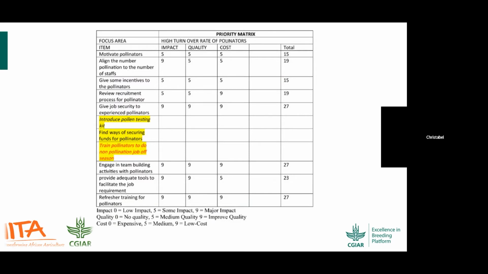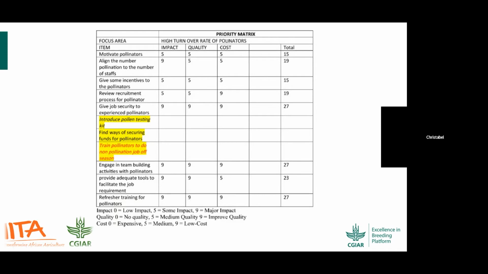So if you see, there's a focus area, which is the high turnover rate, and then there are items which are our solutions that we proposed. So we are looking at the 3 categories that help us to give a score to these items that we are trying to use as our solutions. So there's impact, quality, and cost. So the score is 0, 5, and 9, as you can see below the table.